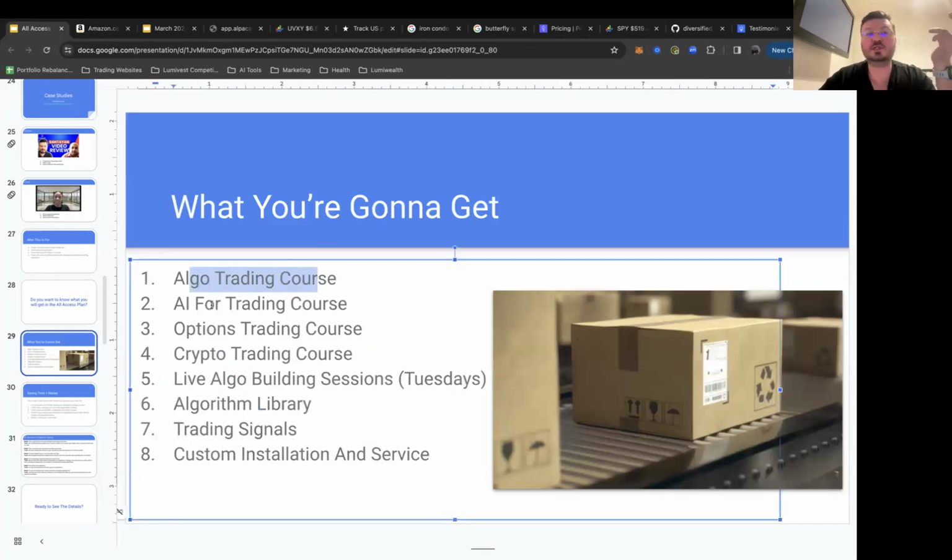Okay, so here's basically what you'd get as part of the all access plan. You get access to all these different courses. We have our algo course, we have an AI, an artificial intelligence for trading course, we have an options trading course, we have a crypto trading course. We have our live algo building sessions that happen every Tuesday. We've been talking about that a bit today already. Those things are awesome. That's where we innovate all of our latest stuff. You get access to our algorithm library, which, depending on what plan you are, you get more and more access to more and more algorithms the further down this path you go. You also get access to our trading signals, and you get custom installation and service if you're part of our all access plan. So we manage all this stuff for you.